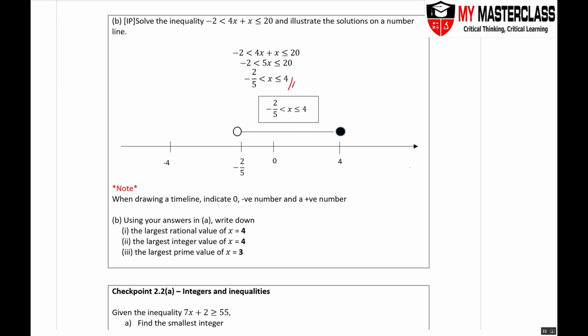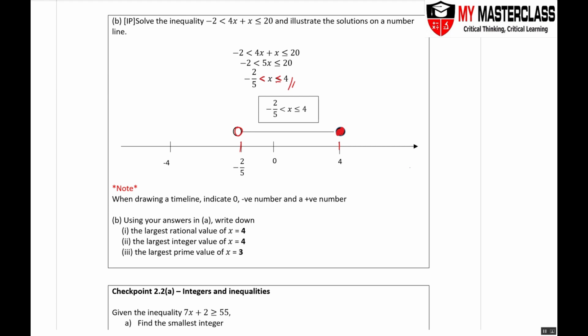Recall what I went through with you earlier. This is just a more than sign, so it is a hollow circle. This is a less than or equal sign, so it is a shaded circle. You have the two values here, then you just draw the two dots: one hollow circle and a shaded dot. Then join the lines. That is it.